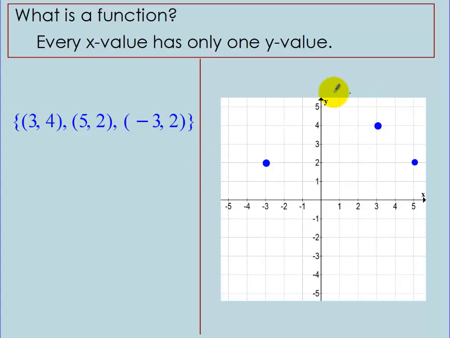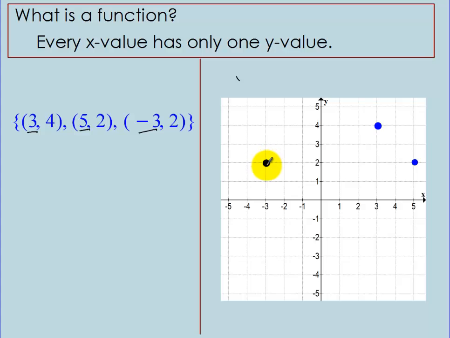These are both functions, and these are 2 different representations. This is a set of points. In this case, the x values, which are our domain, are 3, 5, and -3, and each of them only has one y value. Since every x value is different, we know this has got to be a function.